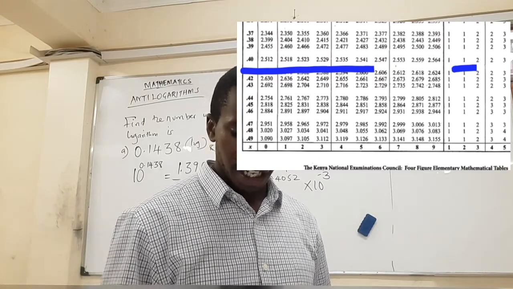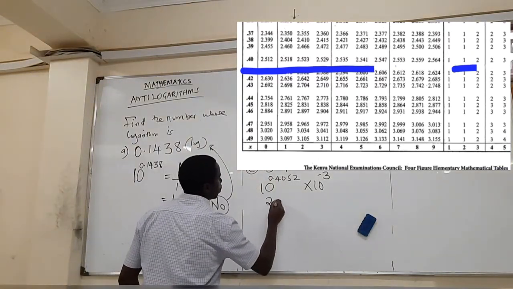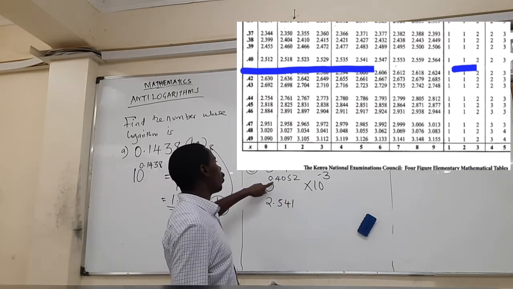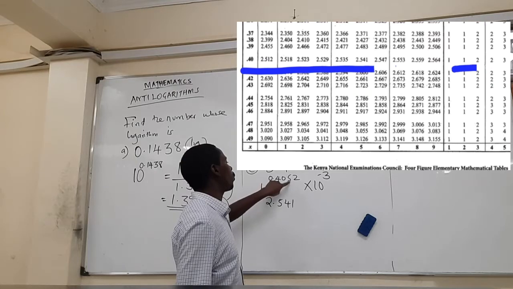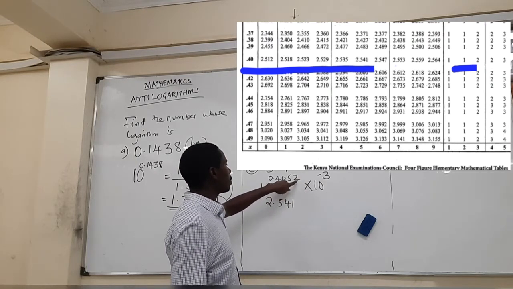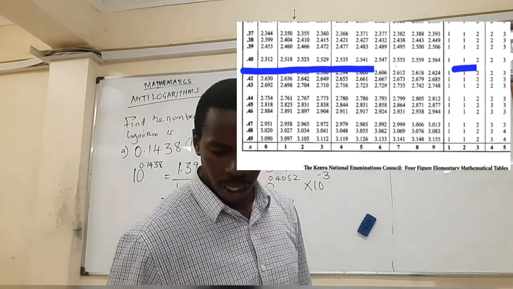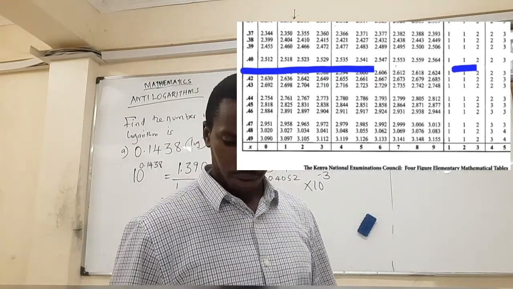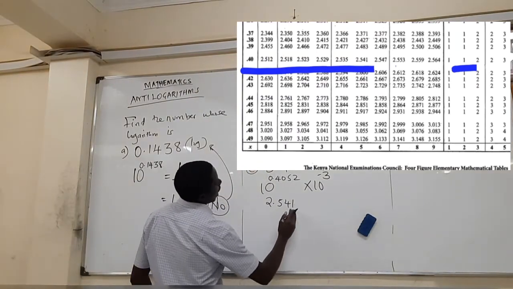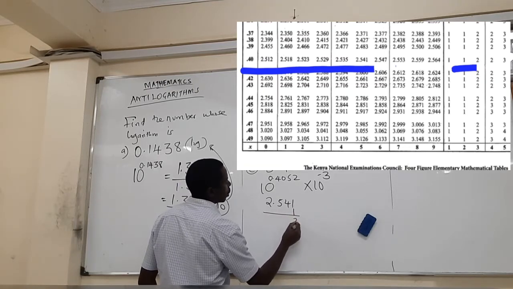0.405, we get 2.541. That is the answer of 0.405. Then we go to the additional part. We look for what corresponds to 2. Look at that. 2 is going to correspond with 1. This one we add to the far end there. So you get 1 plus 1 is 2.